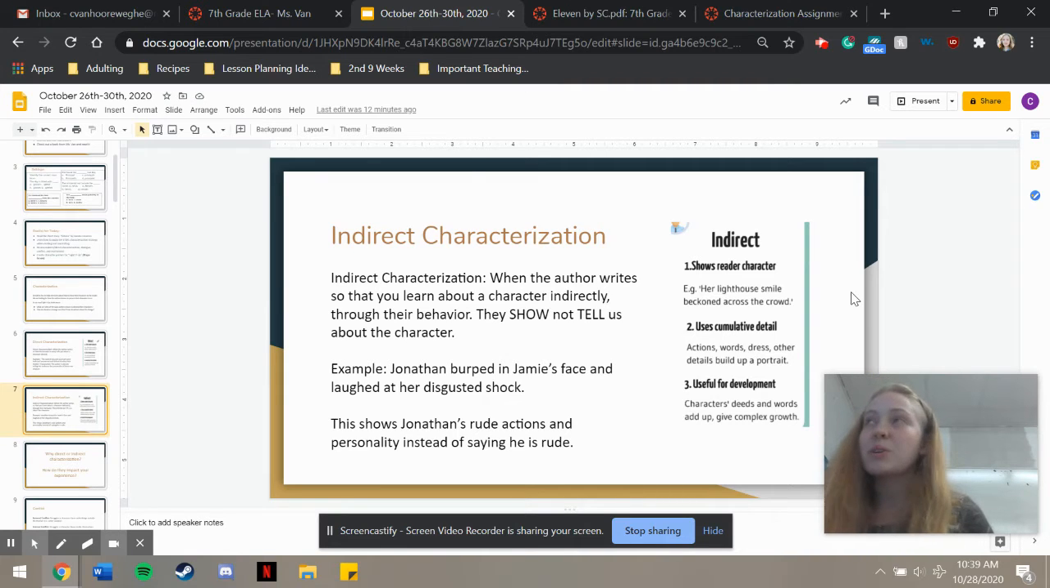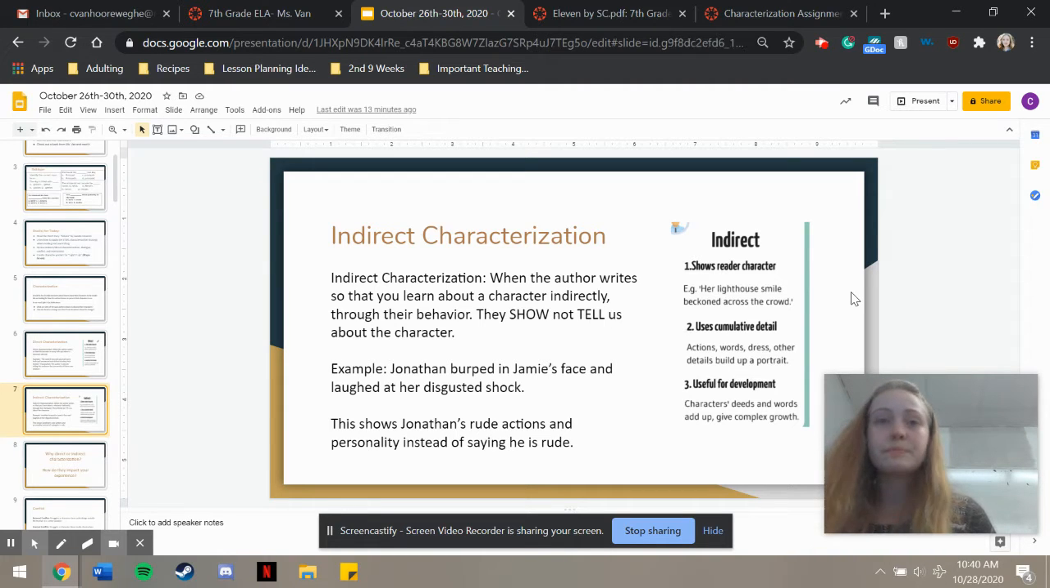If we look at this other example, bear with me, it's a little gross, but it says Jonathan burped in Jamie's face and laughed at her disgusted shock. I hope you never do this to someone. However, if we read a story where that instance took place, one word we might use to describe Jonathan is very rude. This example is not describing Jonathan as rude. It doesn't say Jonathan was a rude person because he did this. It's describing something specific that he's done and showing us that he is rude instead of telling us that he is rude.